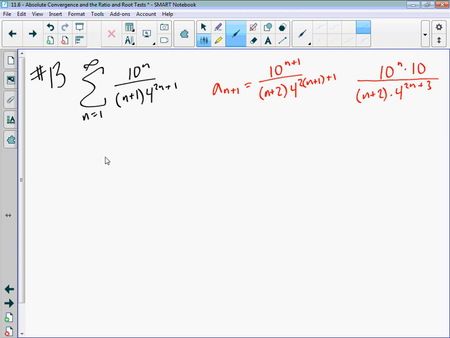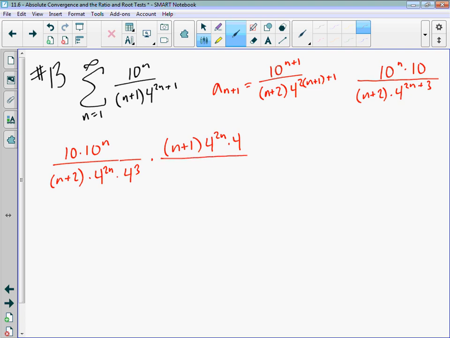So really my a sub n plus 1 is 10 times 10 to the n on top. And then we've got n plus 2. And this is 4 to the 2n, which I'm guessing I want to keep that way because of my other one. And then this is 4 cubed. And then I'm going to multiply by the reciprocal of that. So if you're good to go, you can keep moving on it. And I'm just rewriting 4 to the 2n plus 1 as 4 to the 2n times 4.